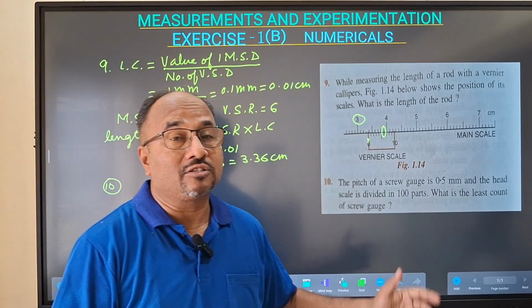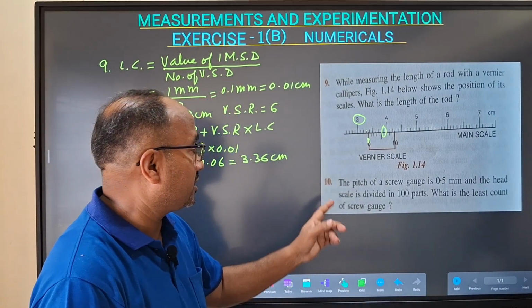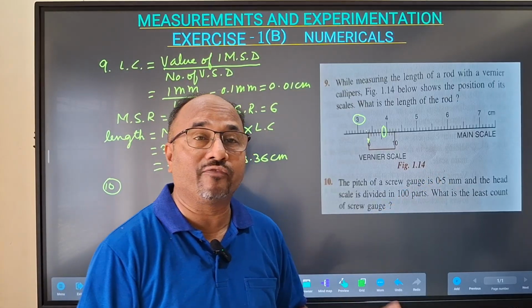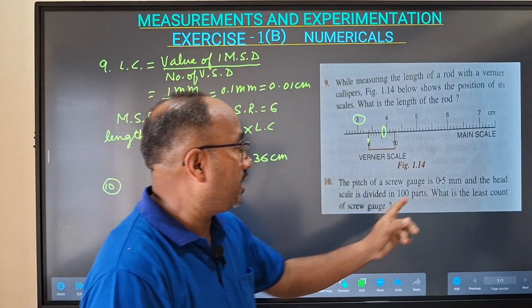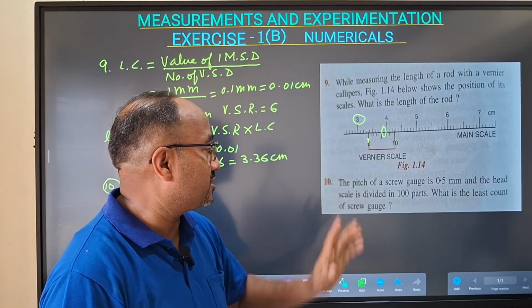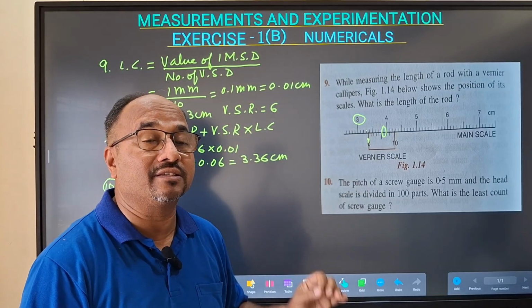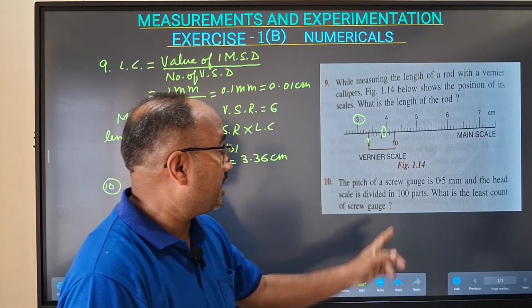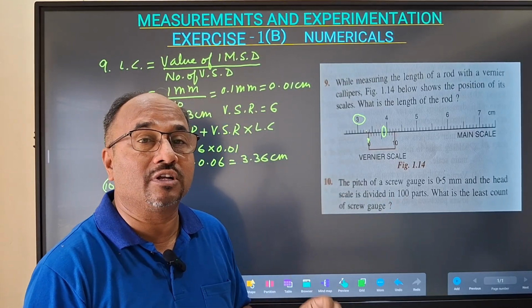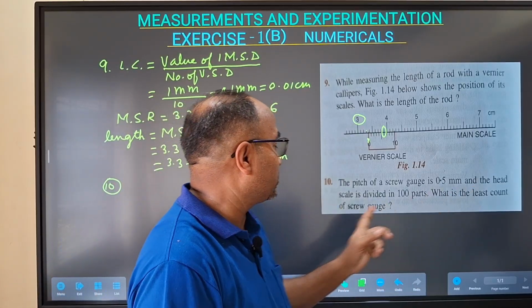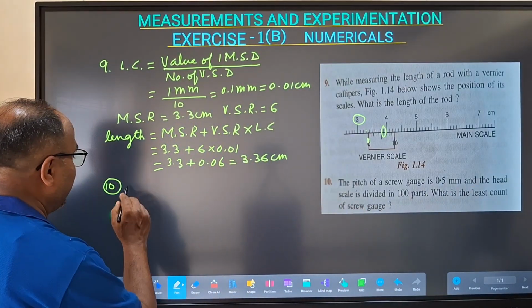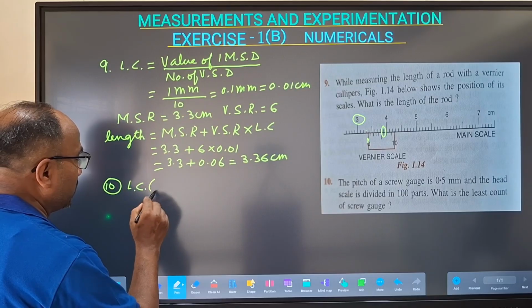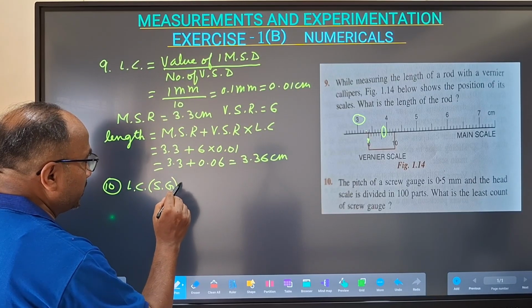Now this numerical is on the screw gauge. So it says the pitch of a screw gauge is 0.5 mm, and the head scale is divided into 100 parts. Head scale is the same as the circular scale, that is having 100 parts. So the number of circular scale divisions is 100. What is the least count of the screw gauge? So we write here least count of the screw gauge.